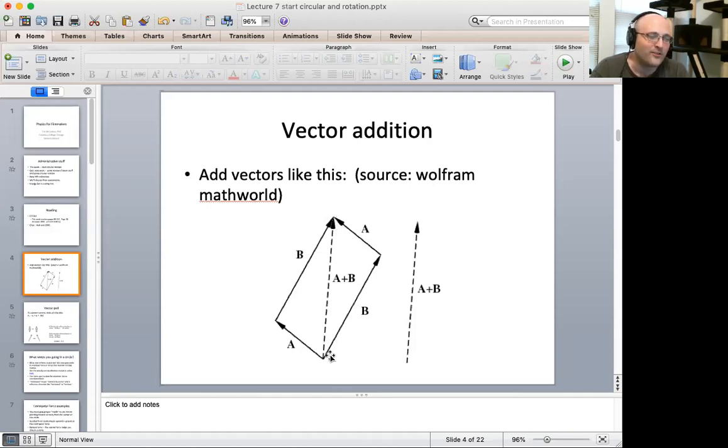Another method is called tip to tail, where you just take vector A, and then from the tip of A you put the tail of B. You have B go there, and then you make the same journey across. So the sum of these vectors, A plus B, is here.